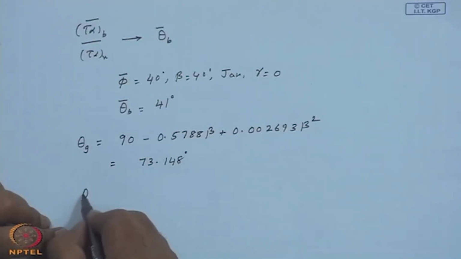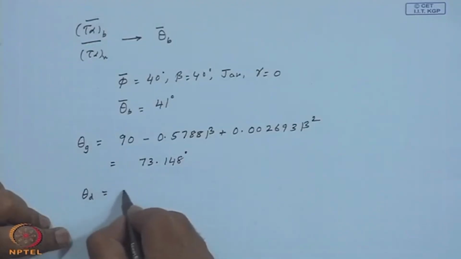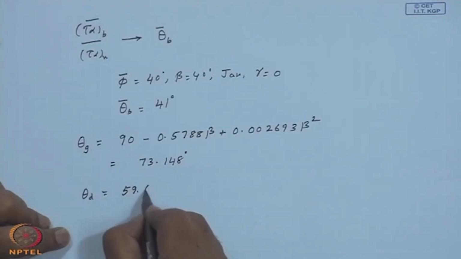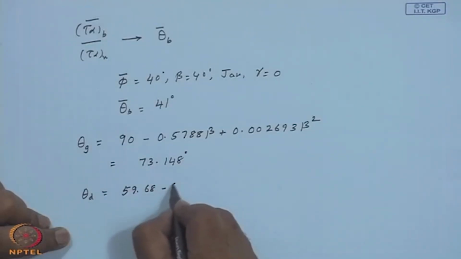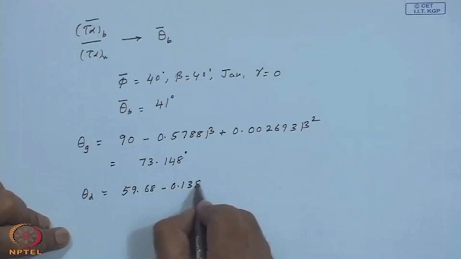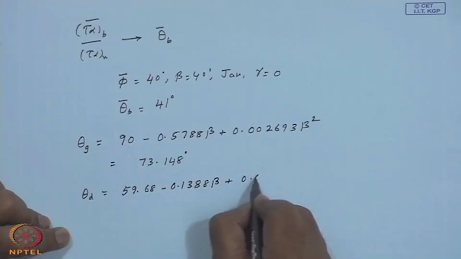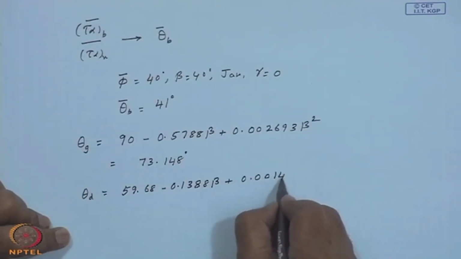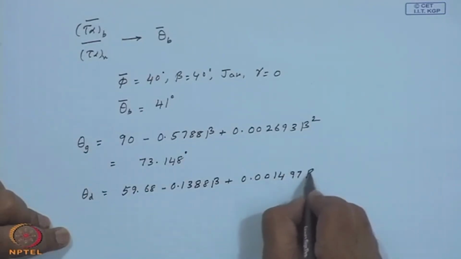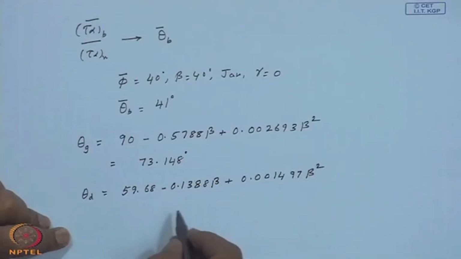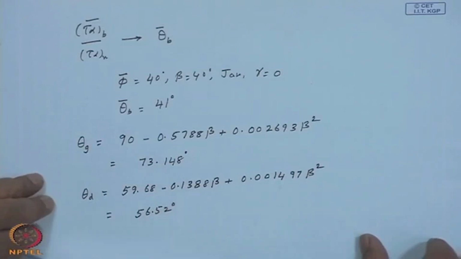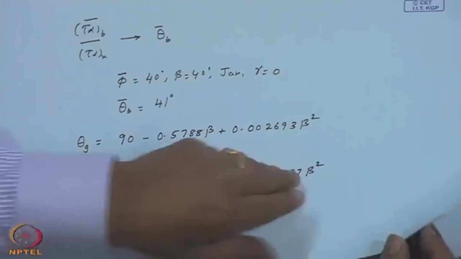Similarly, theta d for the diffuse radiation is 59.68 minus 0.1388 beta plus 0.001497 beta square. This will turn out to be 56.52 degrees. So this is within that Ashrae limit of 60 degrees.